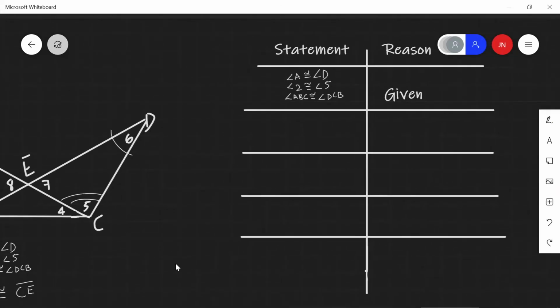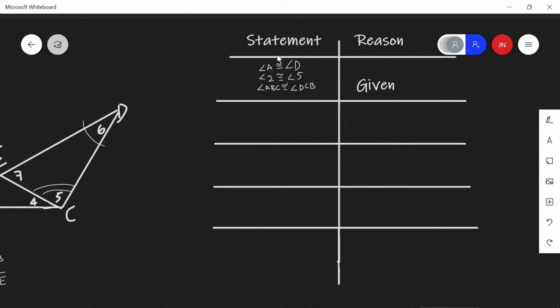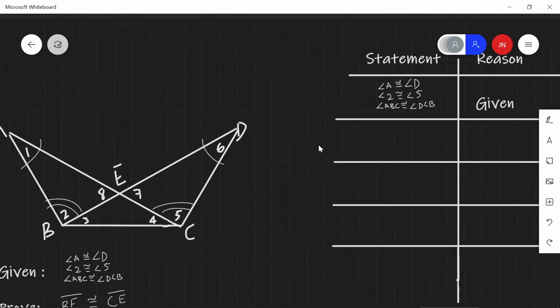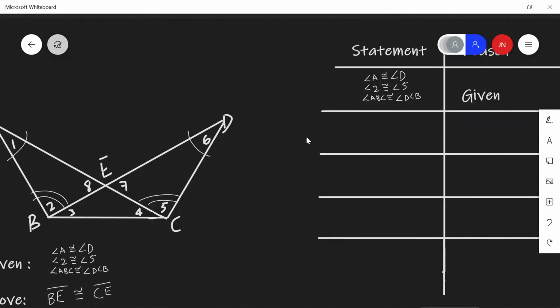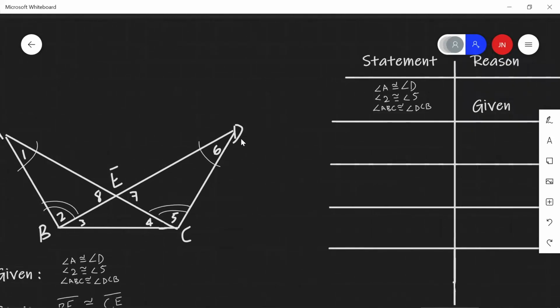Again, like all other problems, our first statement is going to be the givens. The number of givens or whatever it is, it's always going to be our first statement. Our next statement, from these givens, we can use the subtraction property of equality theorem to state that the difference between angle DCB and angle 5 is going to be the same as the difference between angle ABC and angle 2, because their respective angles are congruent to one another.